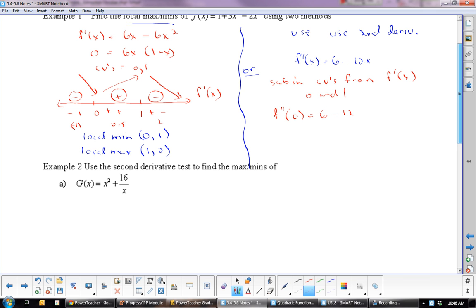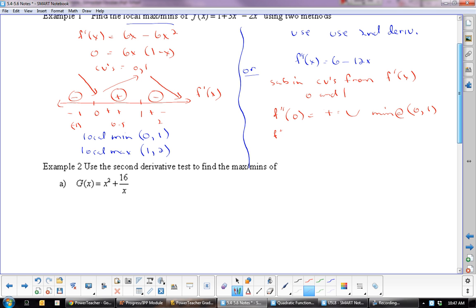Well, actually, you don't even have to, I guess, you can just plug it in. F double prime of 0 would give you a positive or negative? Positive. So that's concave up. Okay, therefore, it would have to be a min or max? Min at 0, comma, okay, put that in the original, you'll get 1.